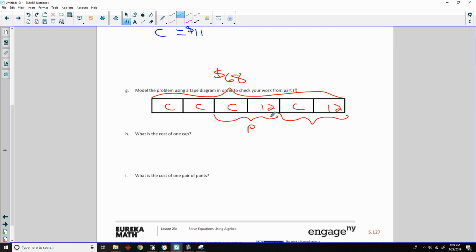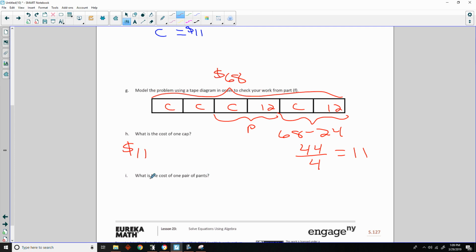And that's when you would write, this is 68 minus 24. So you take the numbers first. You take 68 minus this 12 plus 12, or 24, and you get 44. And then you divide that by the 4 C's, and C is 11. So the cost of 1 cap is $11.